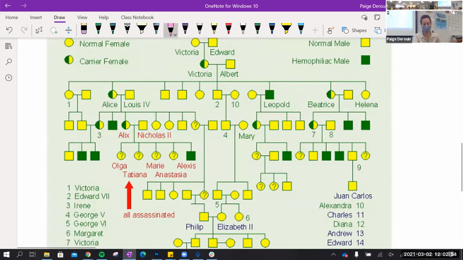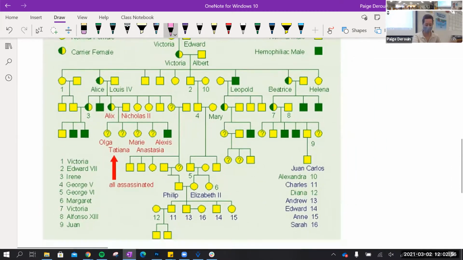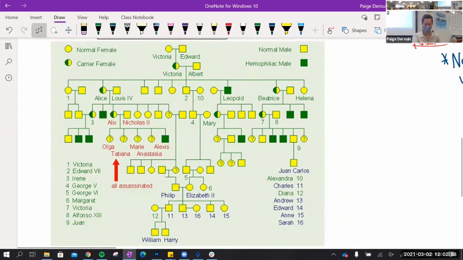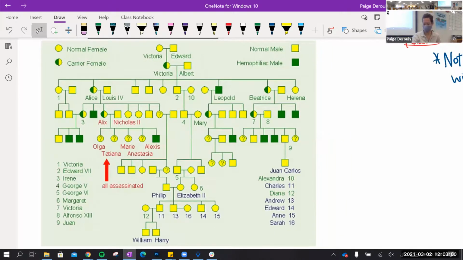Real life, real people on here. I'm going to tell you about them. So this pedigree is showing hemophilia, which is a blood disorder. The people who are green are hemophiliacs, which means basically their blood doesn't clot correctly, so they have a much higher risk of internal bleeding or bleeding from getting a minor injury.